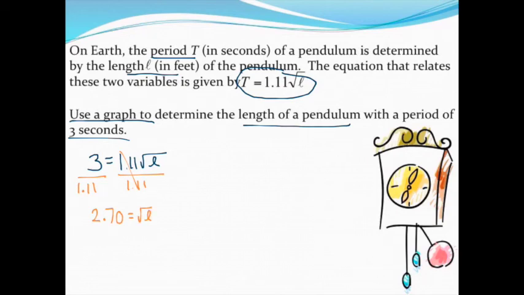So if I want to get the L by itself, right now I have the square root. So to undo taking the square root of something, let's just square both sides. That'll cancel this out. So once I square 2.70, I come up with about 7.29 as the length of L. Since this was a story problem, we want to make sure we have a good label. It's set up in our directions that it was measured in feet. So I have a pendulum that's about 7.29 feet long.